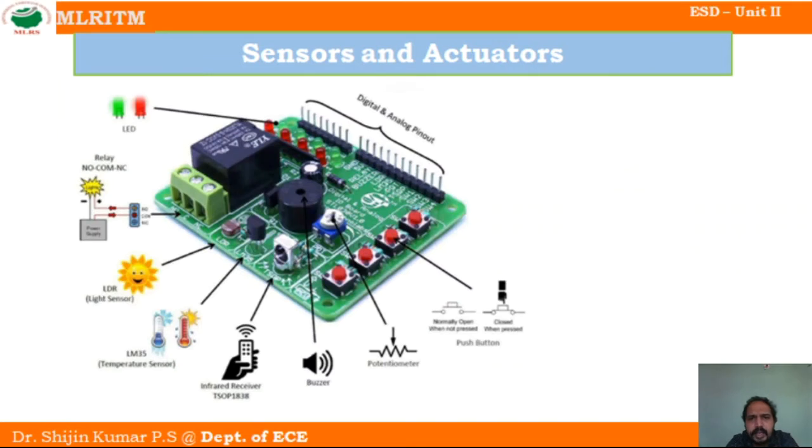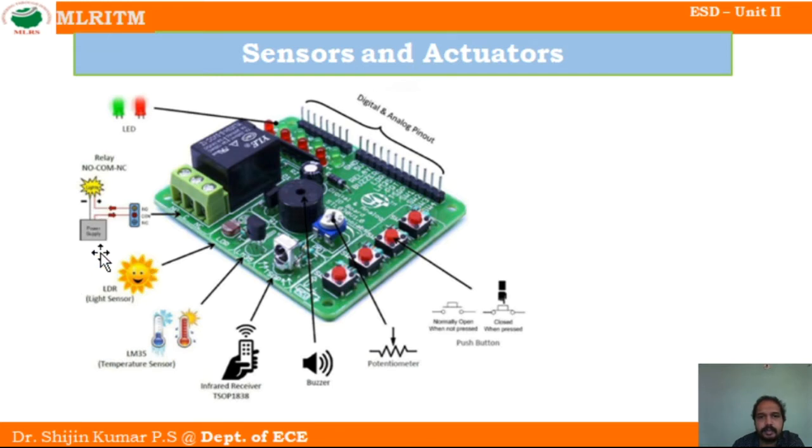Here we can see an embedded system connected to different types of sensors and actuators. First, this is an LED. An LED comes under actuators. Here a relay is there. A relay also comes under actuators.